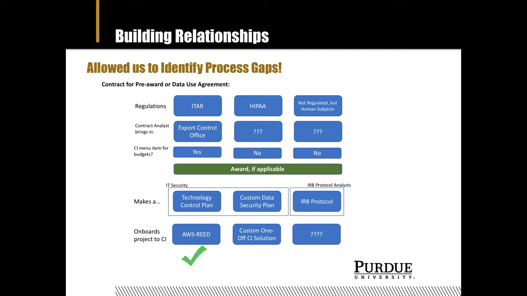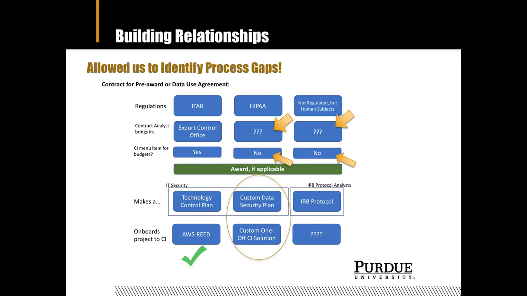However, when you start looking into other regulations, it gets much murkier, and we find a lot of opportunities to identify improvements. The contract analyst, if there's a HIPAA project, who do they bring it to in the beginning? Is there an office that controls those? What about non-HIPAA but human subjects projects? How do we get them squared away early in the process? We don't know. Is there a menu item for people to get data storage or computing resources for their budgets on either HIPAA or human subjects data?